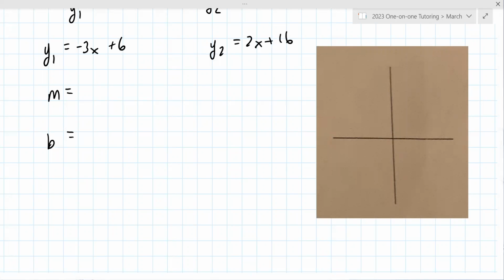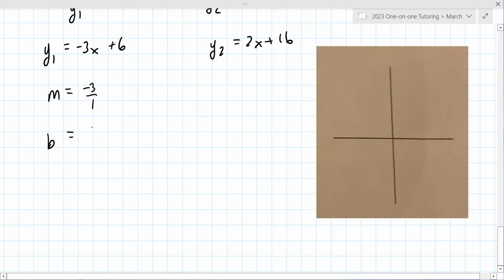It would be -3 and 6. Okay, so you start at the b value. Oh yeah, sorry. And you go down 3, right 1. So it's going to look something like that. Doesn't have to be very accurate. What about the one on the right here?